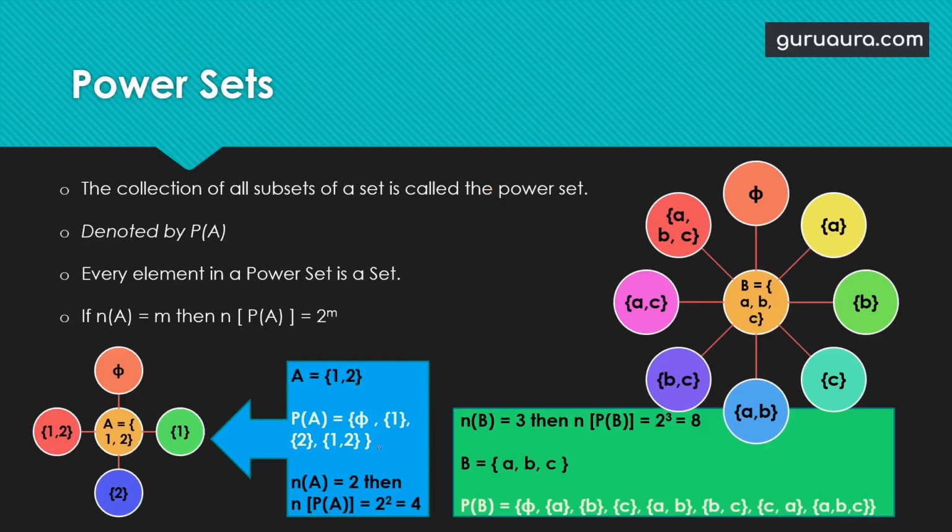A power set is denoted as capital P and then the name of the set within parentheses. Let's look at another example to understand it better. Here we have set B with elements a, b and c. That is three elements. So the power set will consist of 8 elements. We get this number using this formula. Now, the 8 subsets of set B are shown here. So the collection of all these 8 subsets will form a power set, which is written here.